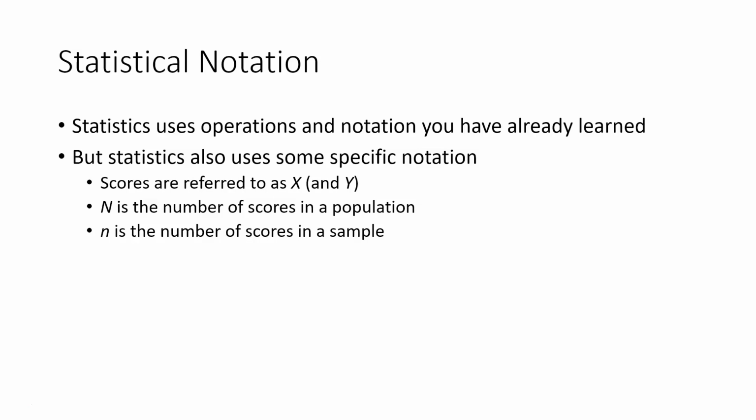Capital italicized N is the number of scores in a population. A lowercase italicized n is the number of scores in a sample. Once you graduate from a statistics class, you might not find that capital and lowercase n's are always used in this way. Sometimes they use a capital N just to mean sample, and sometimes they use it to mean the large sample of a study, and they might have small n's to mean subsamples or subgroups of a study. But anyway, for the sake of this class, for most of our modules, we're going to use this notation. Capital N is the number of scores in a population. Lowercase n is the number of scores in a sample.